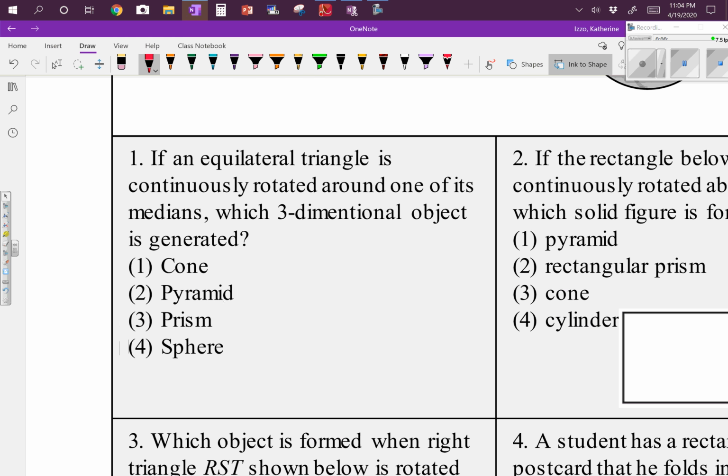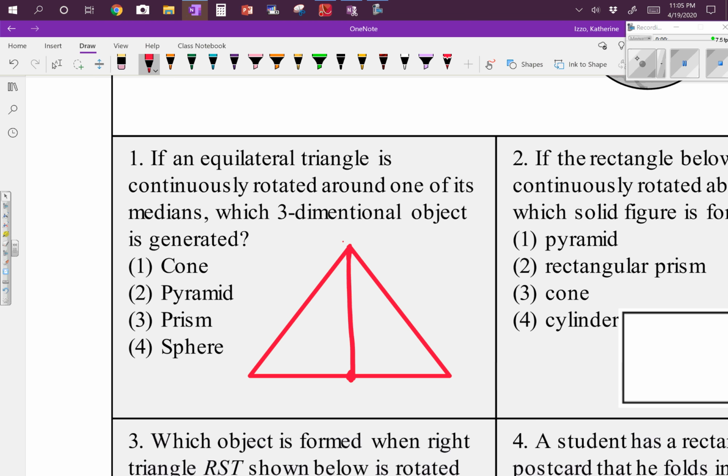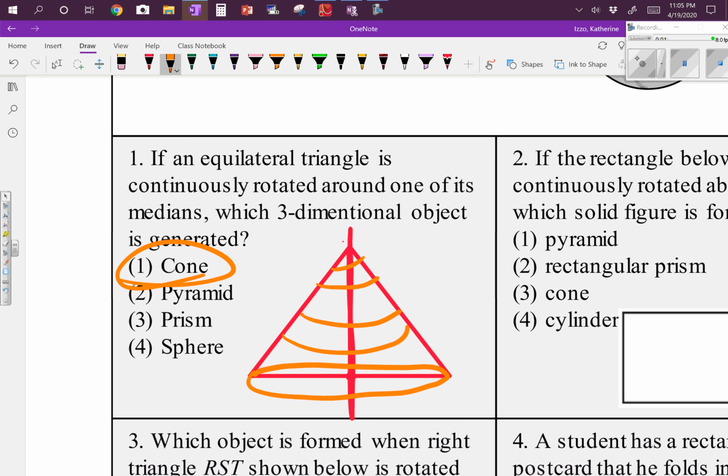So we've got an equilateral triangle continuously rotated around one of its medians. Median means from the midpoint to the opposite angle. So from the midpoint to the opposite angle, it's being rotated. So draw our little circle, circle all the way up, and we get a beautiful cone.